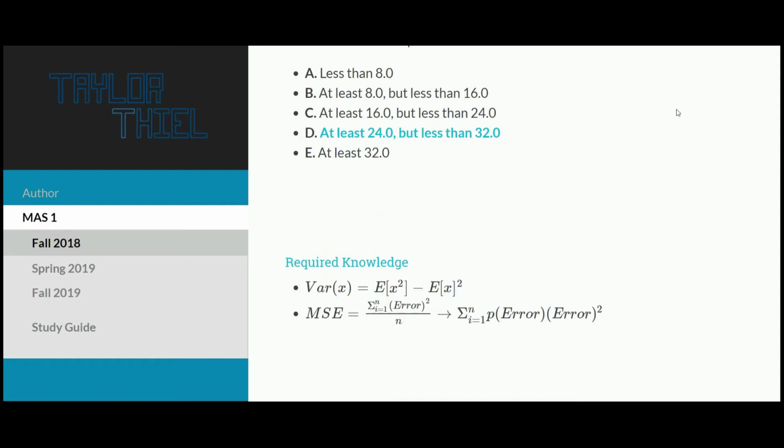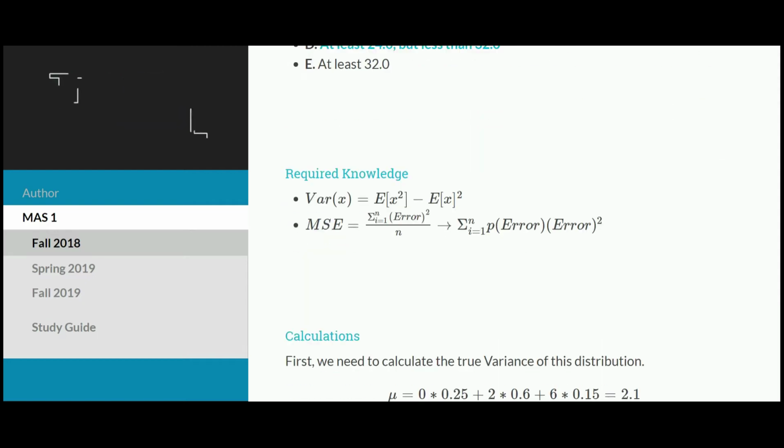This problem, I would say, is actually really interesting. I think the core knowledge you need to do this problem is relatively straightforward, but it's asked in a kind of unique way. All you need to know is that the calculation for variance is the expected value of x squared minus the expected value of x, squared, as well as what mean squared error is.